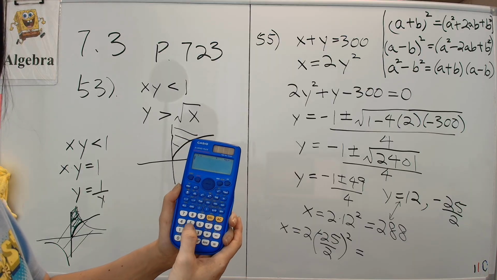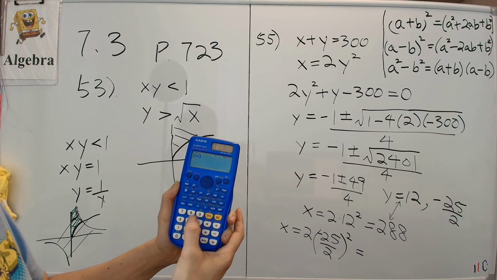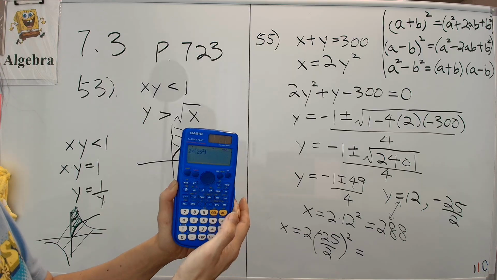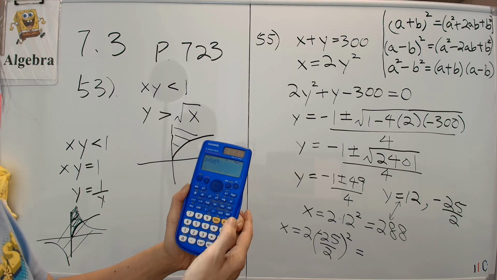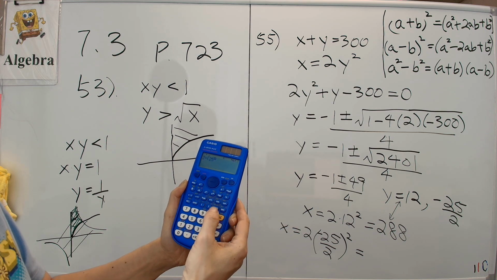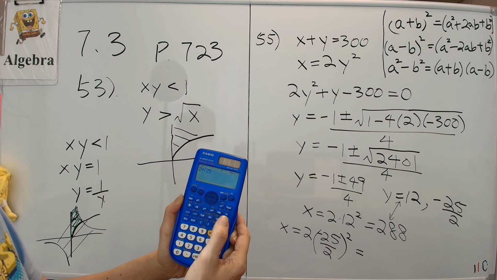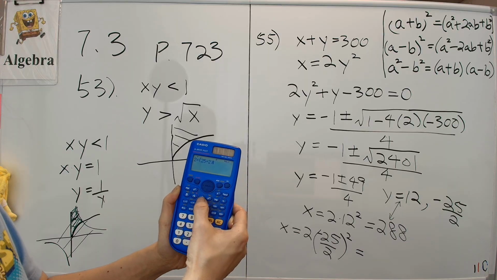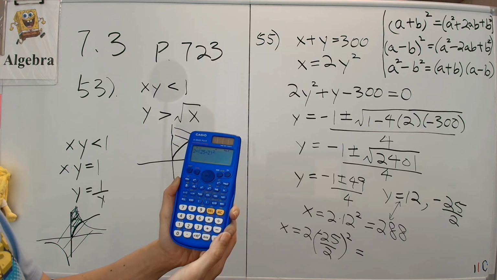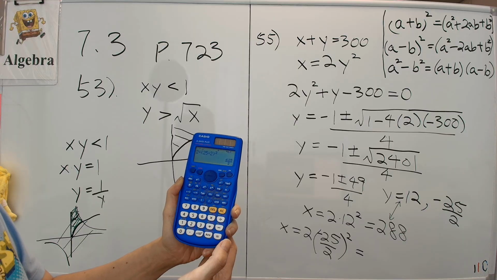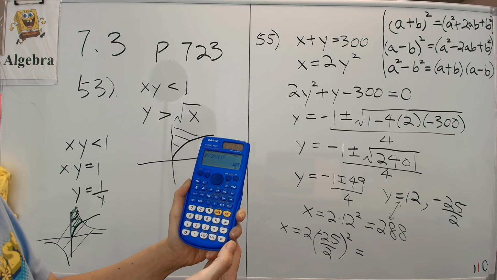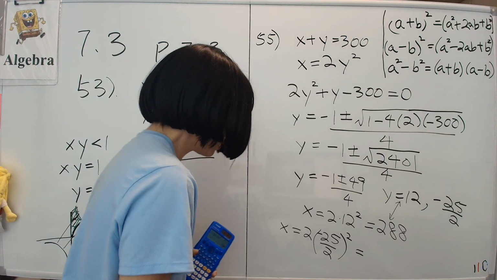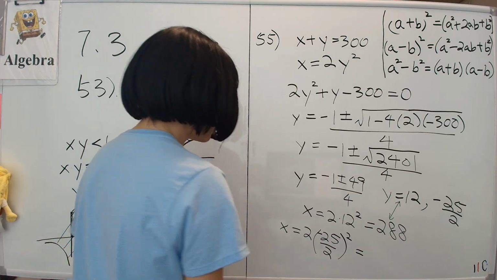So we'll do 2 times 25 squared. No, sorry. Delete. Okay, 2 times 25 divided by 2, and then squared. That's better. And 2 times, yeah. Okay, that would be equal to 625 over 2. Okay, that looks about right. So x will be 625 over 2.